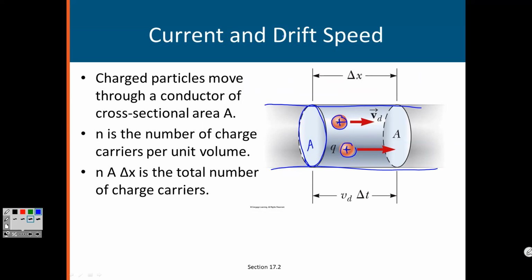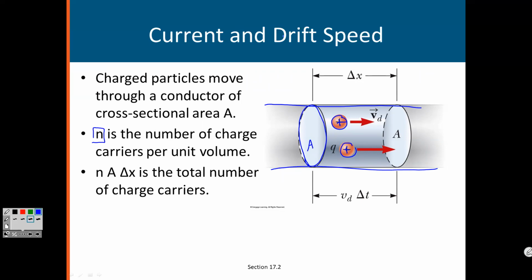So a charged particle moves through a conductor of cross-sectional area A, and let's say the number of charge carriers in this conductor per unit volume is n. So n is the number of charge carriers per unit volume. That is the density of charge carriers in this conductor. Density, we give per unit volume. How many charge carriers per unit volume? Let me say it is equal to n.